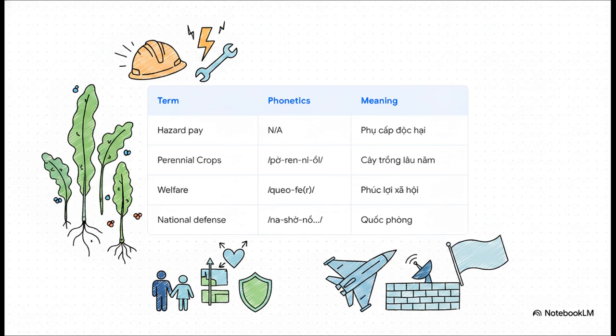In agriculture, we have perennial crops. These are agricultural plants that produce for many years. On a societal level, there's welfare. Programs specifically designed to help citizens. And finally, national defense. The military activities protecting a country.